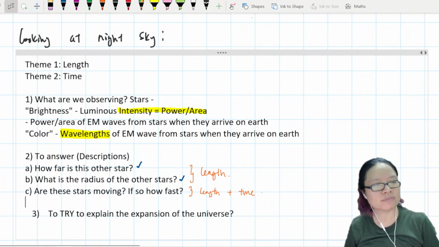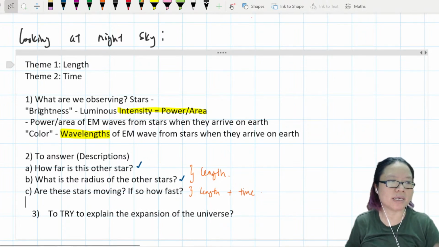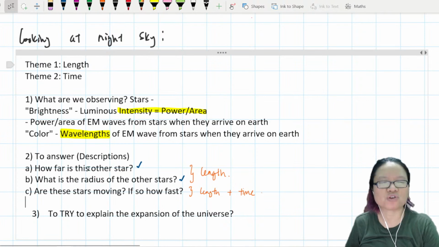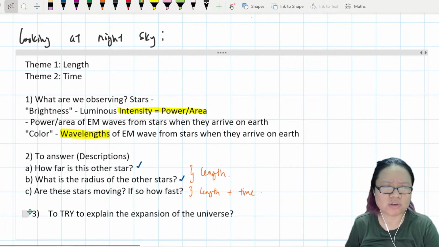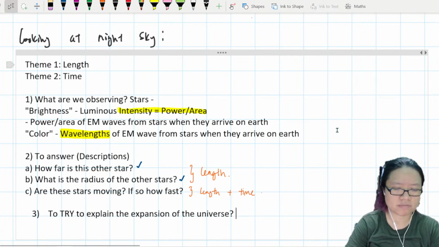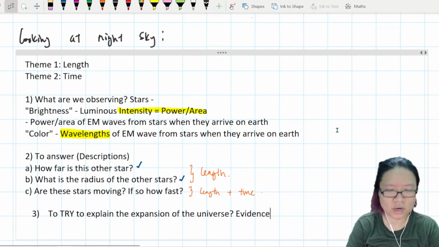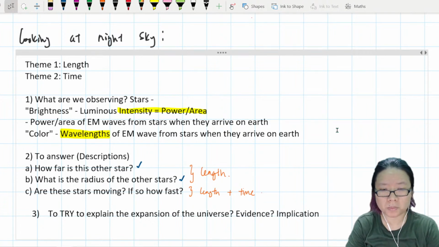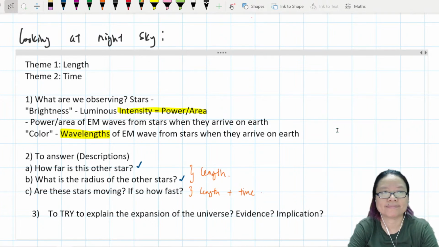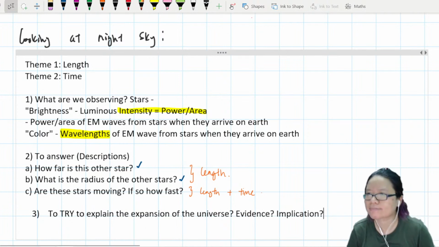But yeah, so we're going to look at mainly the first part, and then we'll try to look at our answers to these questions to try to explain, how do we know the universe is expanding? What is the evidence? What are the implications? Don't know. Okay, let's start.